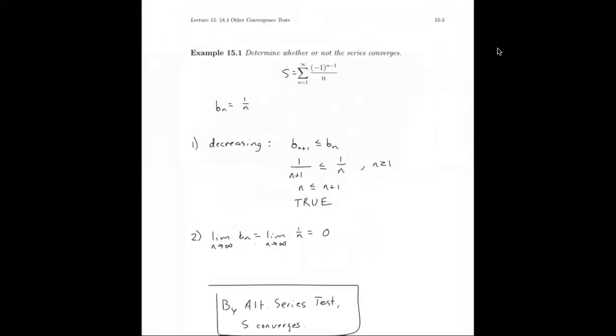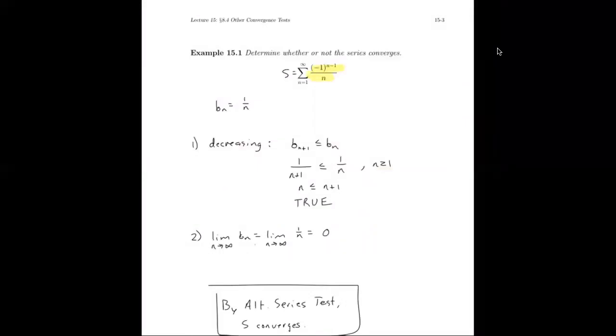Determine whether or not the given series converges. This is our alternating harmonic series that we saw before. Now we're going to use our alternating series test on it to determine whether or not it converges. We note that b sub n, that's getting rid of the plus or minus alternation in it, so it's anything but the -1 to a power term. So b sub n is 1 over n. And now we want to check two things.